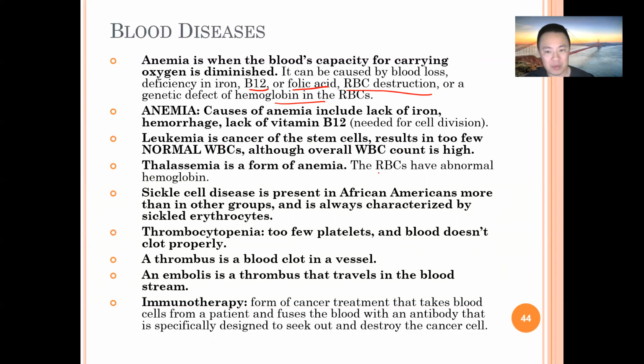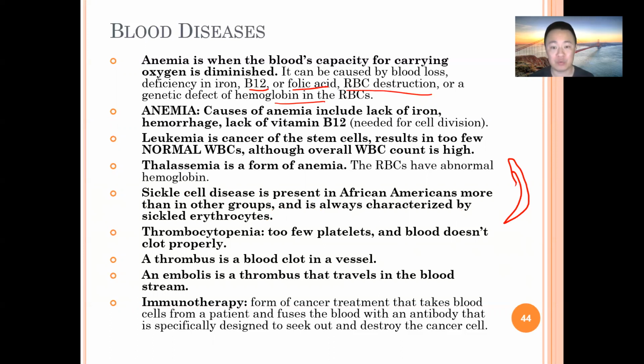Thalassemia is a form of anemia. The red blood cells have abnormal hemoglobin here, so that causes the person to get sleepier more. Sickle cell disease is present typically in African descent individuals more than any other ethnic group, and is always characterized by sickle cell red blood cells.